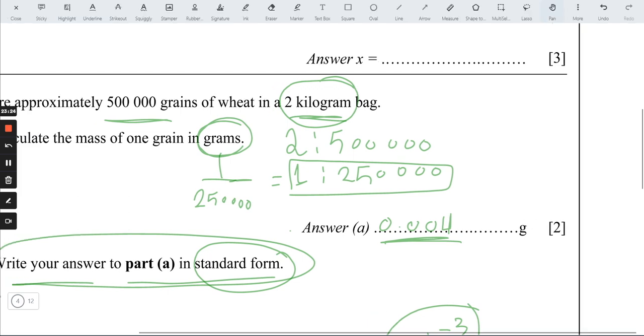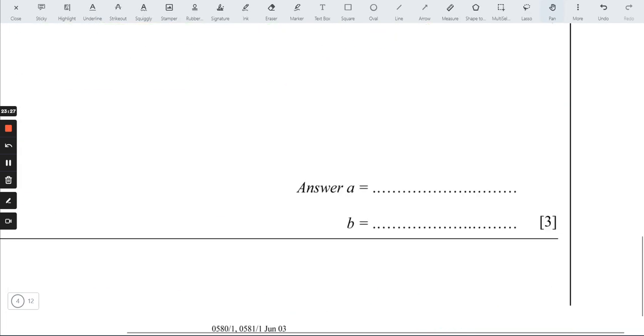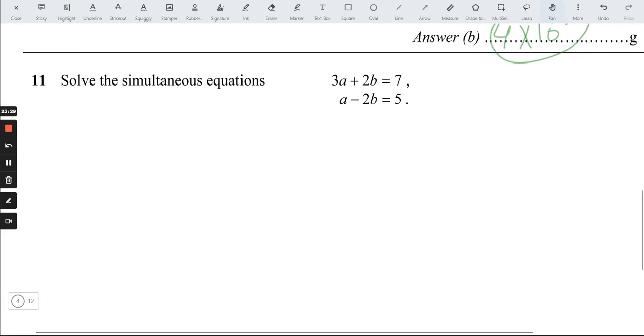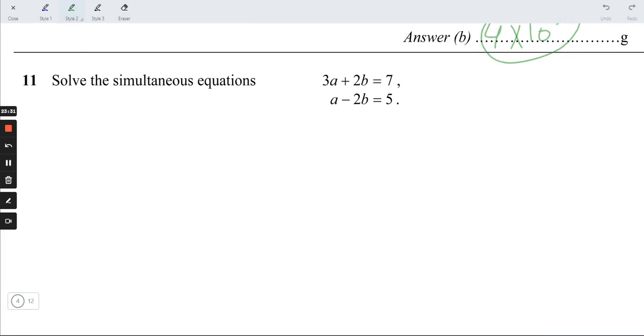This was question 10. So question 11 here. Question 11, solve the simultaneous equations. So we have a system of equations and we need to find the values of a and b. Solving this kind of system of equations, you have to be aware of the variables. So we have a variable a and a variable b. Check the variable a here in the first equation. There is a coefficient 3 and it's positive.